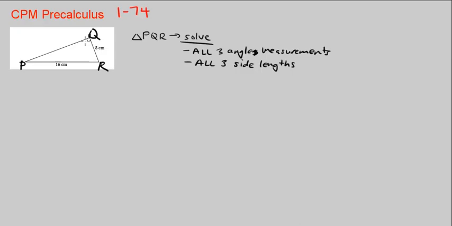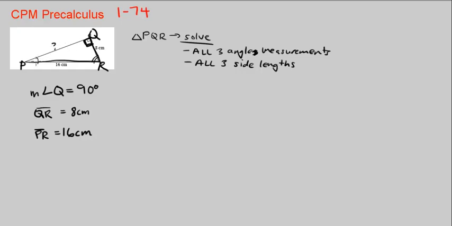So we're given a few things about this triangle. We know this angle is a right angle, so the measure of angle Q is equal to 90 degrees. We know this side is 8, so side QR is equal to 8 centimeters, and side PR is equal to 16 centimeters. We just need to find this side, this angle P, and this angle R, and then we will have solved the triangle.